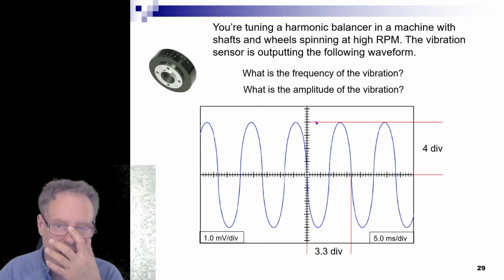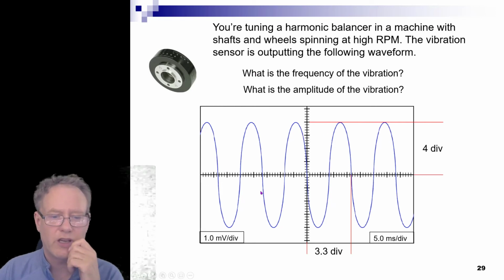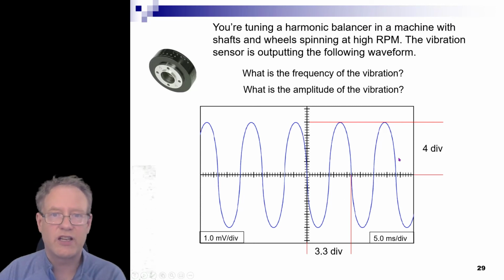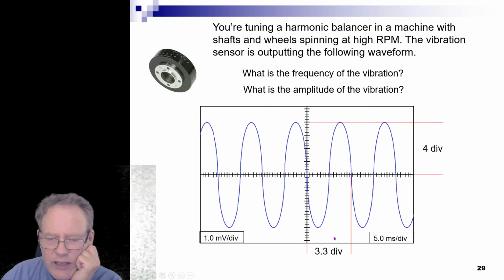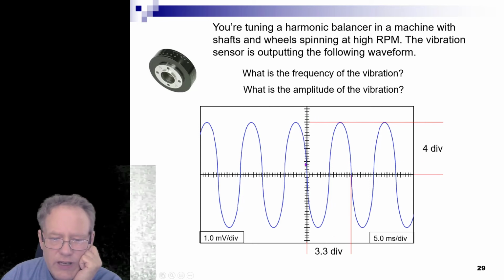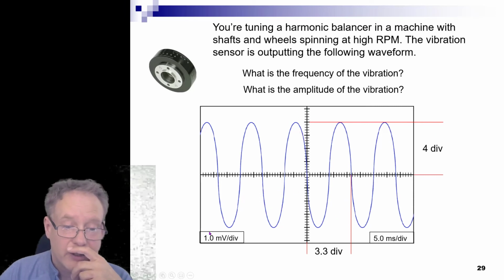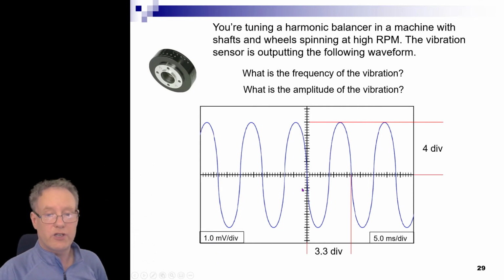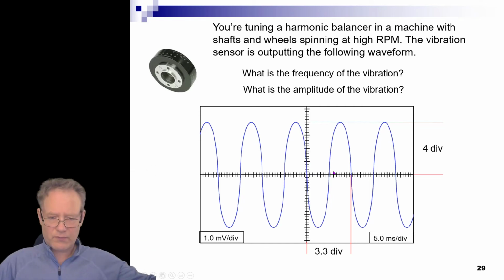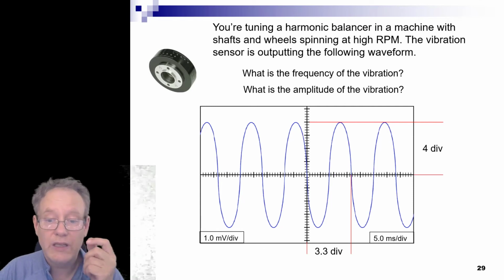Okay, good. So let's move on. What we've got here is, what is the frequency of the vibration? What is the amplitude of the vibration? My sensor is giving me this signal, and I'm looking at it on an oscilloscope. So what's going on? How do I calculate this? Oh, right, I need my divisions. Each one of these is actually four divisions. Sorry, if I go down here, each one of these divisions is 1 millivolt per division. And each one of these divisions, going this way, is 5 milliseconds per division.